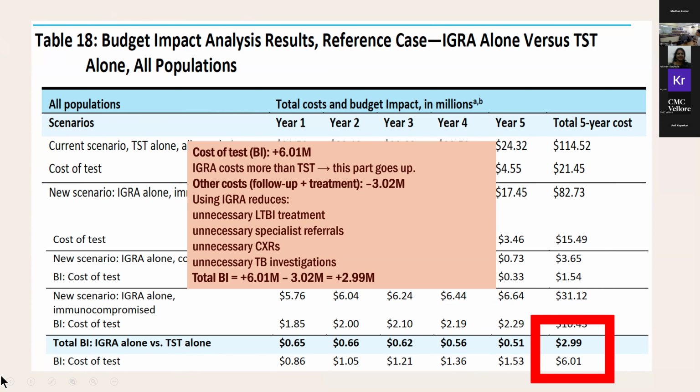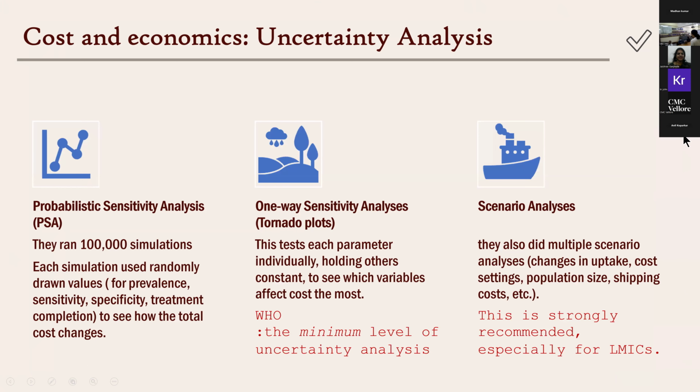So what happens is IGRA is more expensive. You spend more on the test than your TST. So over 5 years, as more people come in, you have spent a lot more money to do the test. But downstream costs, so unnecessary extra X-rays, unnecessary treatment of TB, unnecessary hospitalization, all of that actually saves. So you are saving around 3 million. So overall cost of the test is 6 million, but you're saving around 3 million. So the additional extra impact on the budget works out to be around 2.9 million. So that's how you want to see whether the test is good, but also how it is going to impact your budget. That's what you need to do. So that's what they have done.